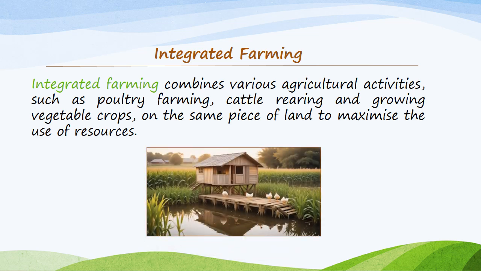Integrated farming. Integrated farming combines various agricultural activities such as poultry farming, cattle rearing, and growing vegetable crops on the same piece of land to maximize the use of resources.